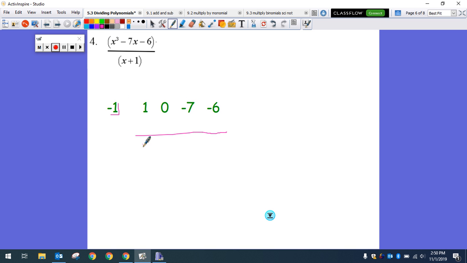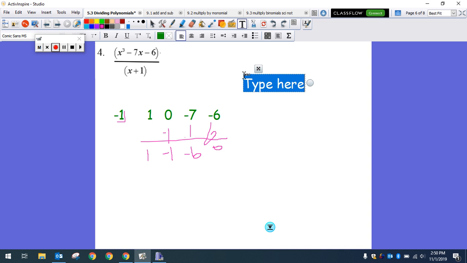So bring down your 1. Negative 1 times 1 is negative 1. Add those, we get negative 1. Multiply, negative 1 times negative 1 is a positive 1. Add those, we get negative 6. Oh, this one won't have a remainder. Negative 1 times negative 6 is a positive 6. So there is no remainder. So number, x, x squared. So to write my answer, it's going to be x squared minus x minus 6. And there was no remainder.